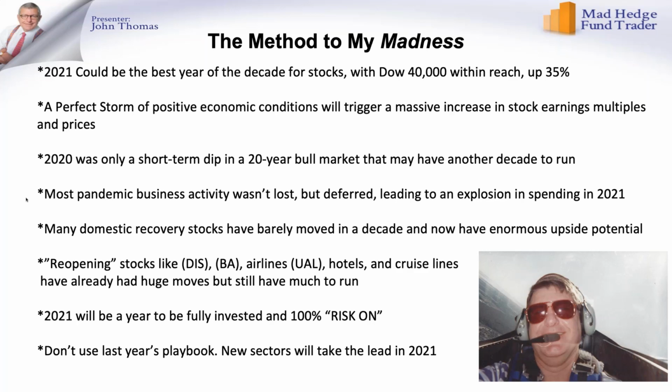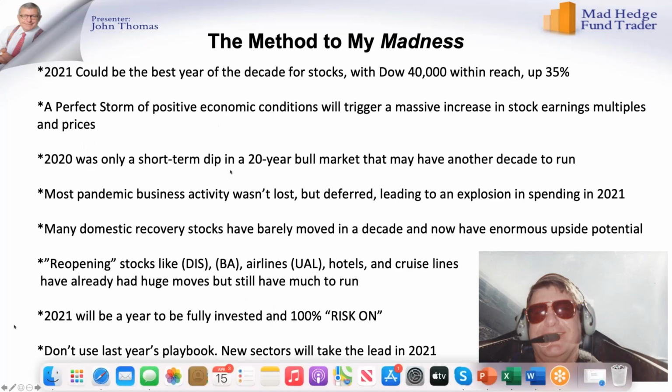Many domestic recovery stocks have barely moved in a decade and now have enormous upside potential. Reopening stocks like Disney, Boeing, and United Airlines, hotels, and cruise lines have already had a huge move, but still have much to run. 2021 will be a year to be fully invested and 100% risk on. Don't use last year's playbook. New sectors will take the lead in 2021.